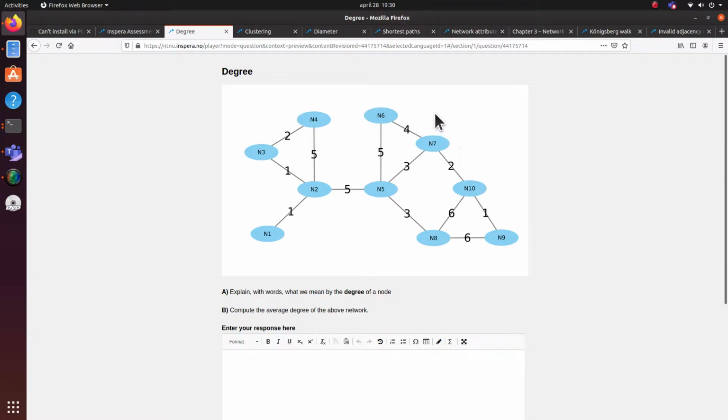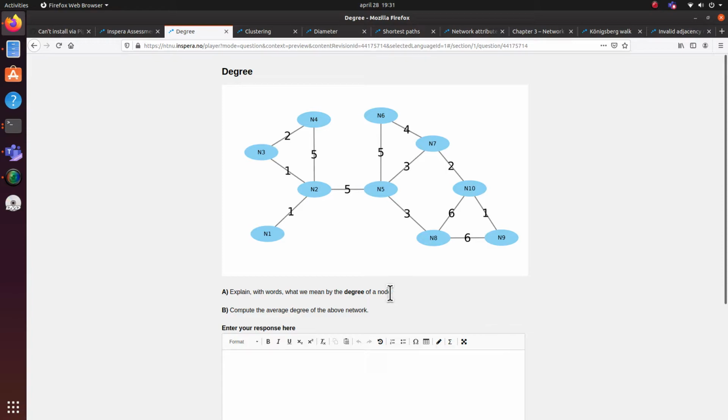Start with the basics. So here we have a network. The nodes are labeled with node identifiers, and the edges are labeled with numbers, which are reasonable to interpret as edge weights. So the first question is, what is the degree of the node? As we've discussed in class, the degree of a node is essentially its number of neighbors in the network, or how many edges connect through that node.